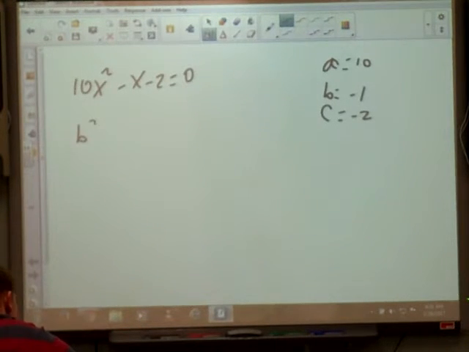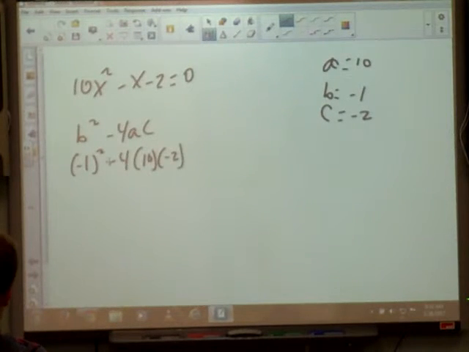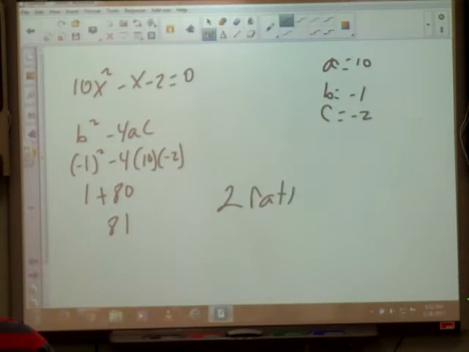So I'm just using b squared minus 4ac, so negative 1 squared minus 4 times 10 times negative 2, right? Negative 1 squared is 1. Negative 4 times 10 is negative 40. Negative 40 times negative 2 is a positive 80. So I got 81. Okay, so I know that that is greater than 0. So they're going to be two real. Is that a perfect square? Yes. So they are going to be two rational solutions. We didn't actually have to find out what they were. We just told that there were two rational solutions.